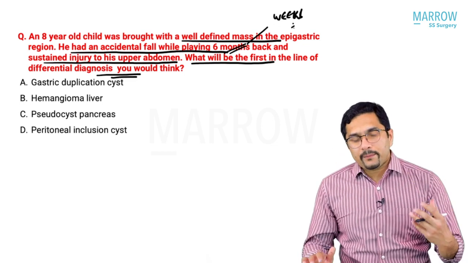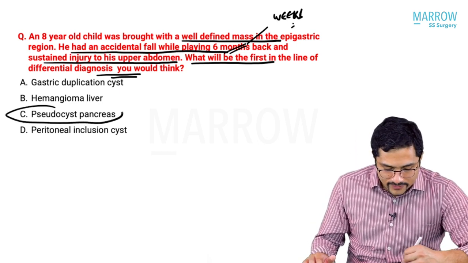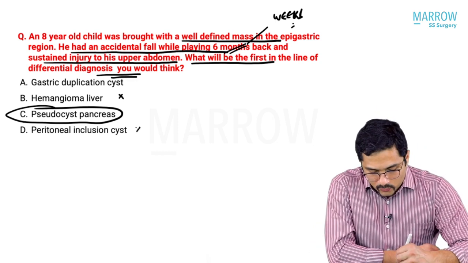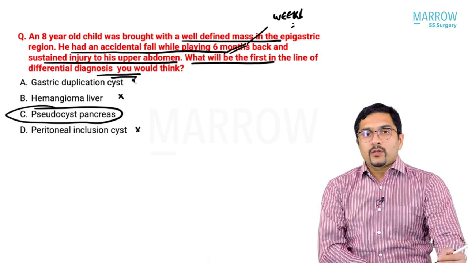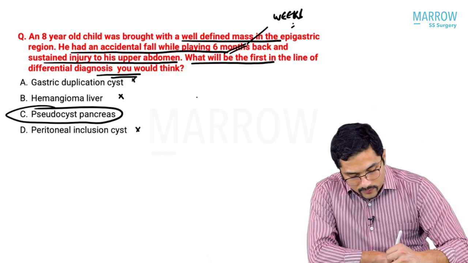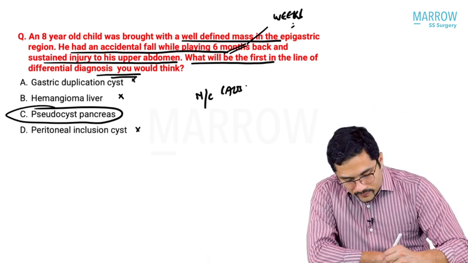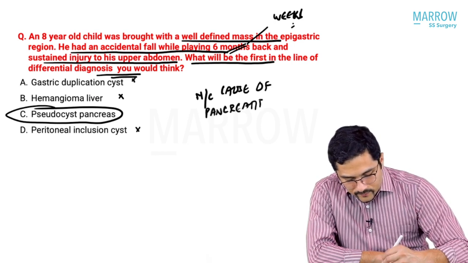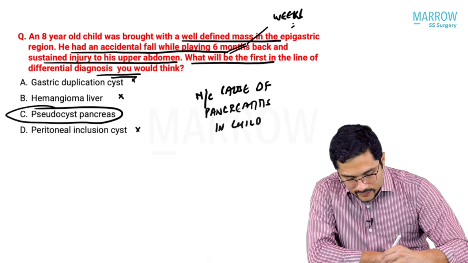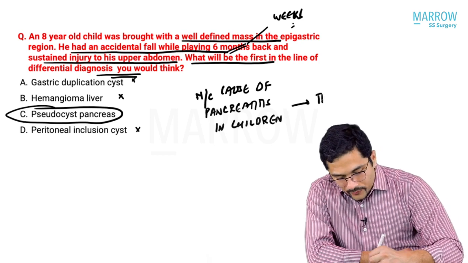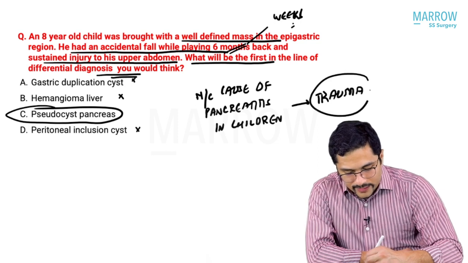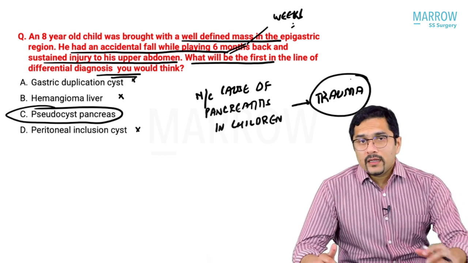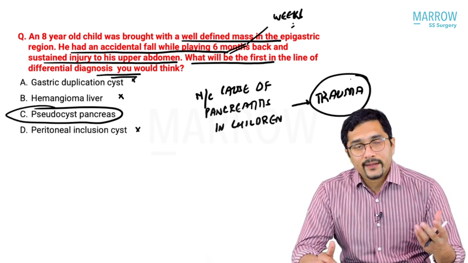And this is a typical history of a pseudopancreatic cyst, right? So, hemangioma unlikely to present like this. Peritoneal inclusion cyst and gastric duplication cyst will also not present like this. You need to know that the most common cause of pancreatitis in children is trauma, right? So, trauma is the most common cause of pancreatitis, and post-trauma a pseudopancreatic cyst can develop in the epigastrium, and that is the history which has been presented here.